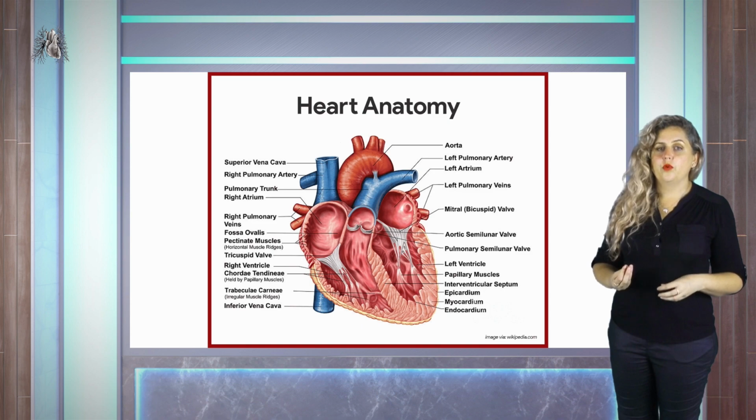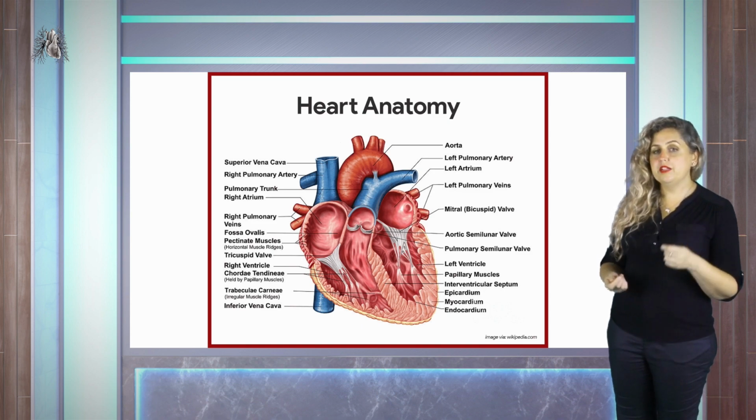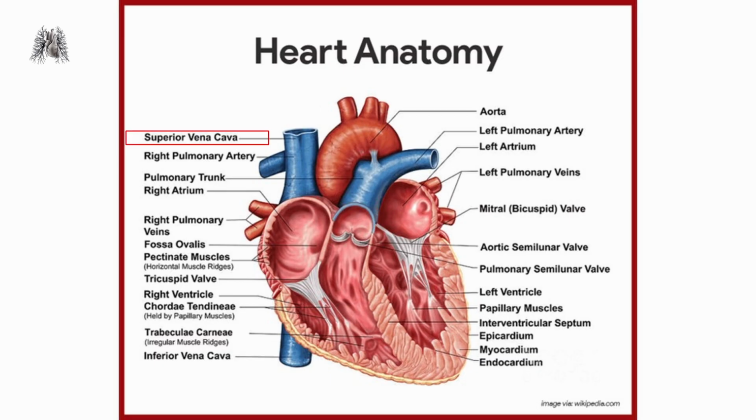Let's start with the superior vena cava, that big vein over there at the top, and the one below coming from the bottom of the heart, the inferior vena cava. These 2 are carrying deoxygenated blood and depositing it into the right atrium. There's the right atrium over there.